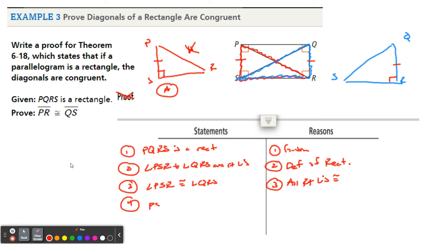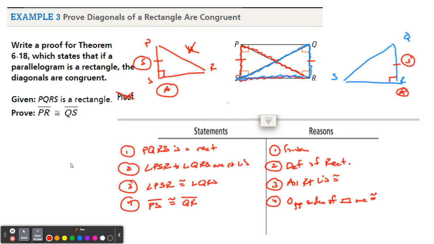So I know that segment PS is congruent to segment QR, and that is because opposite sides of a parallelogram are congruent. And that is a pair of sides. There's the angle pair. Okay, so I'm well on my way. I have 2 out of 3 pieces I need. Where's the last piece going to come from?